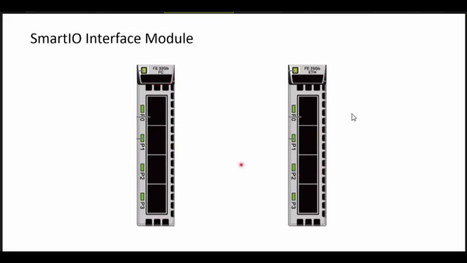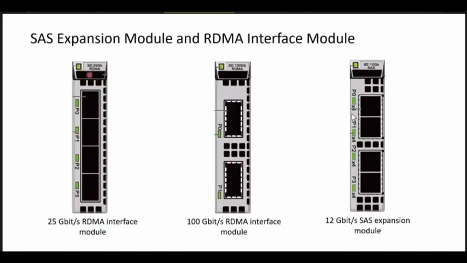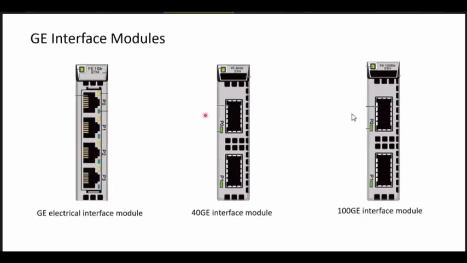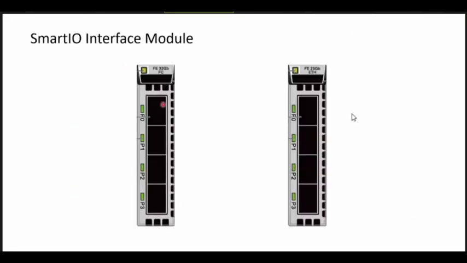The previous guys are all stringent. If it's 25 gigabyte RDMA, you must plug in a 25 gigabyte interface or small form pluggables, SFPs. Same with these guys. But for Smart I/O, you can buy 32 gigabyte, but you can run 16 gigabyte. It's up to you.